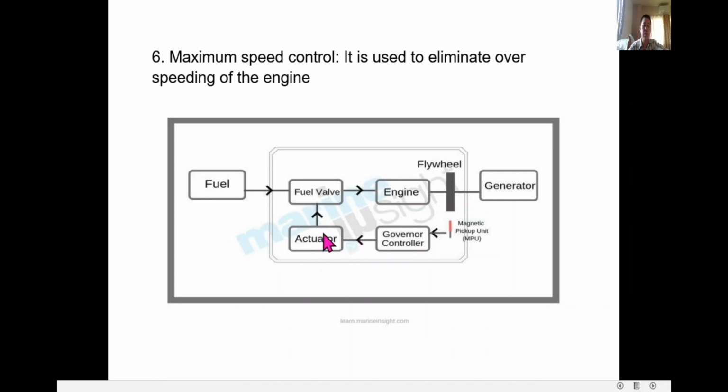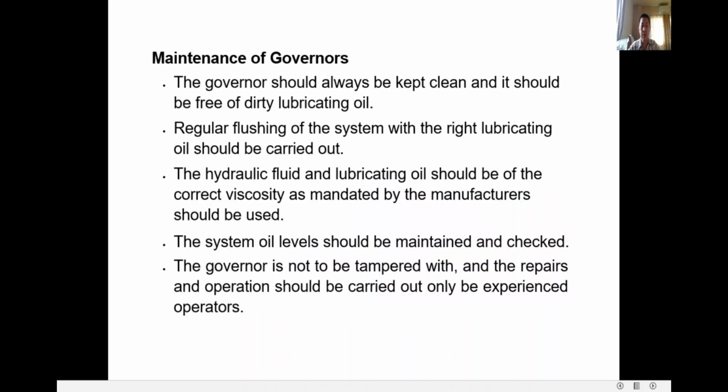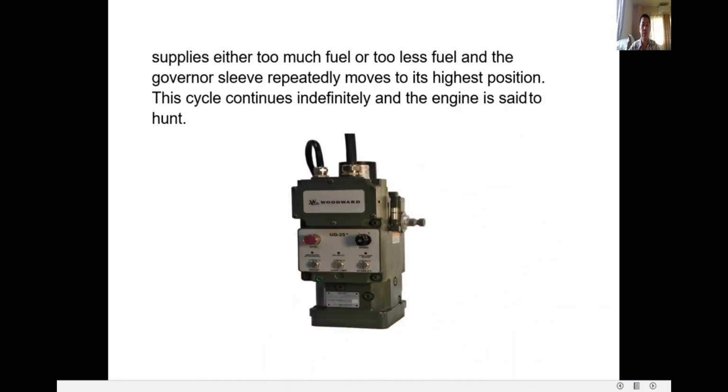So the actuator will move the fuel valve rack, and this is the fuel inlet. The actuator moving the fuel rack gives fuel through the fuel valve here to the engine. So this is the system of the governing system.